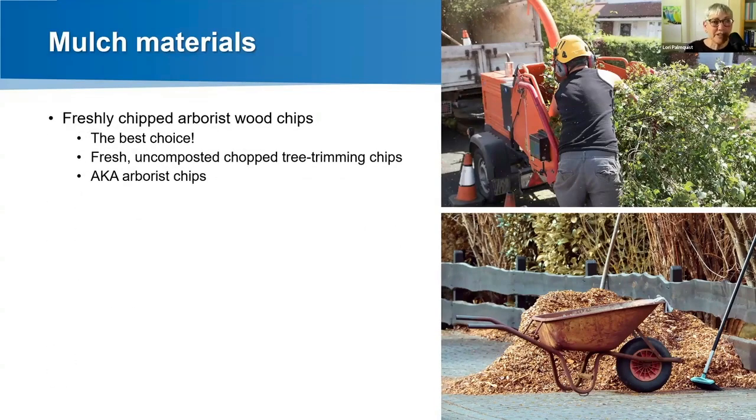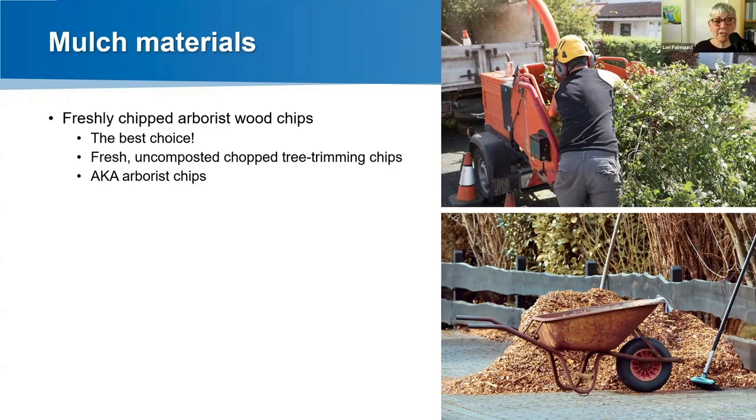First and foremost, this is the type of mulch that I'll be really stressing and really trying to talk you guys into using, because this is the absolute cream of the crop of the mulches. And what it is, it's freshly chipped arborist wood chips. This is the absolute best choice. Fresh, uncomposted, chopped tree trimming chips, also called arborist chips.